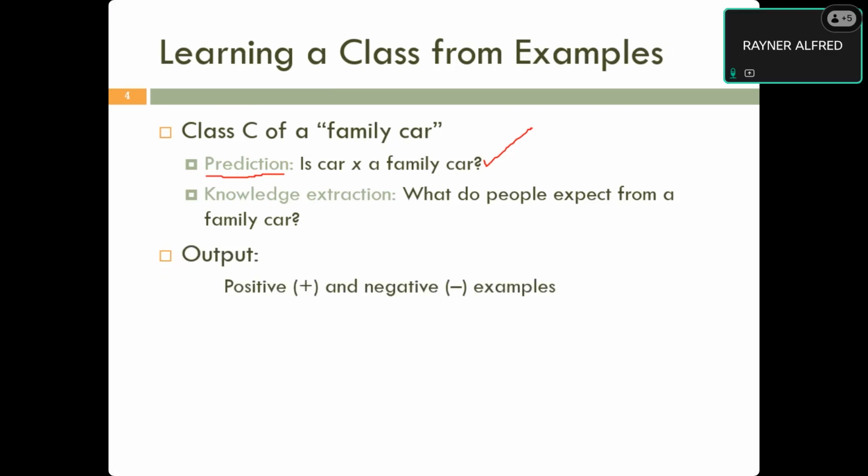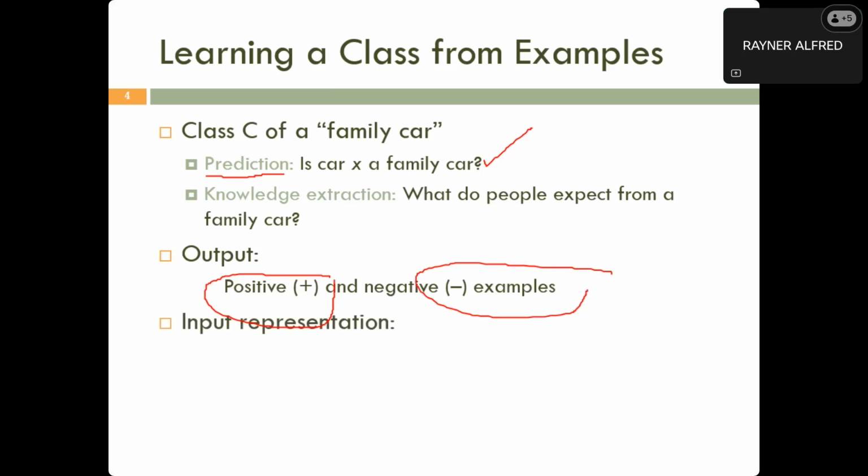So here the question is, if you want to predict whether the car is a family car or not, we will say, okay, if positive, they belong to family car. If negative, they do not belong to family car. So that's all. This is called binary classification, there are only two classes.